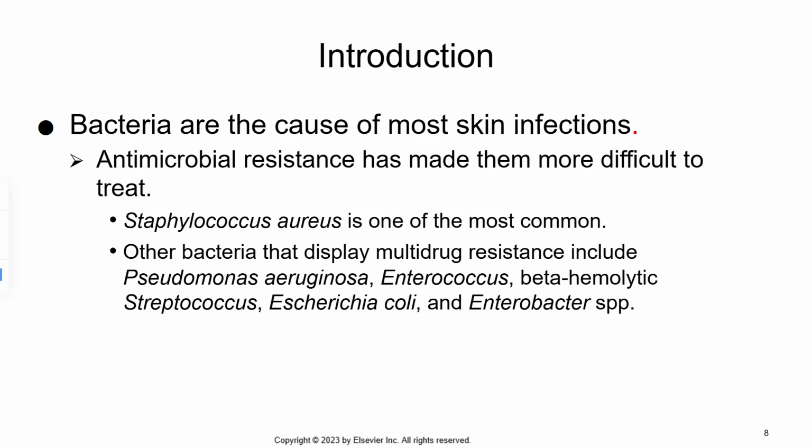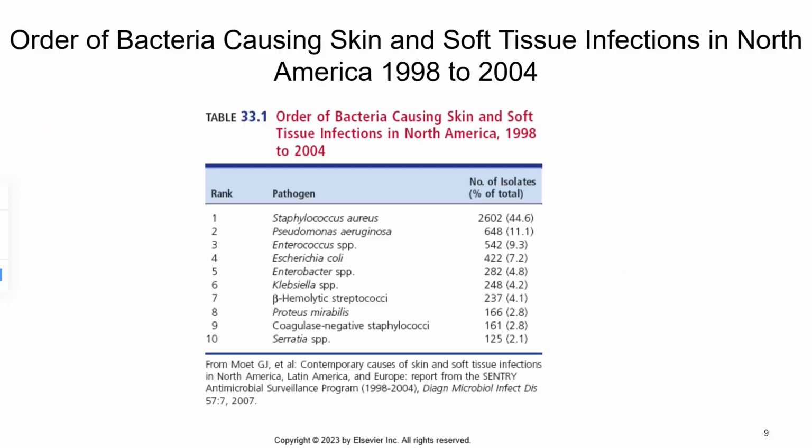Other bacteria that display multi-drug resistance include Pseudomonas aeruginosa, Enterococcus, beta hemolytic streptococcus, which includes the Streptococcus pyogenes that causes strep throat, and Streptococcus agalactiae, that group B strep that has implications during pregnancy and so forth. E. coli and Enterobacter species.